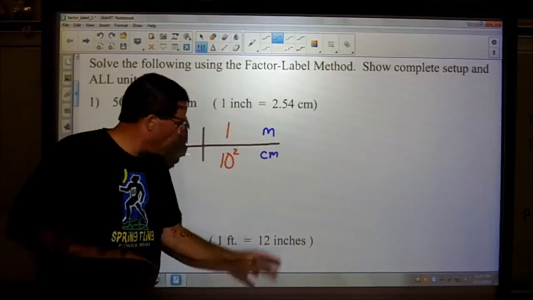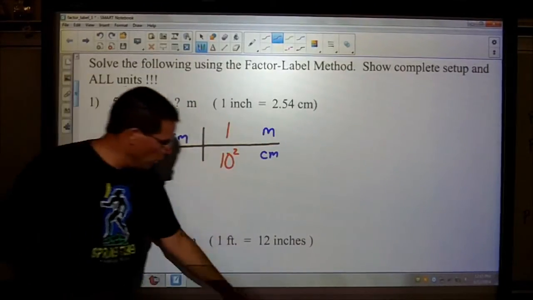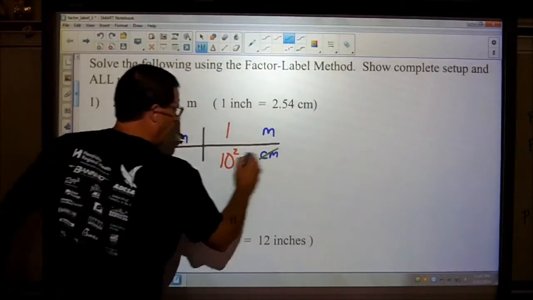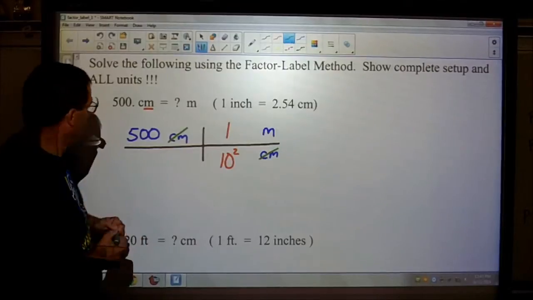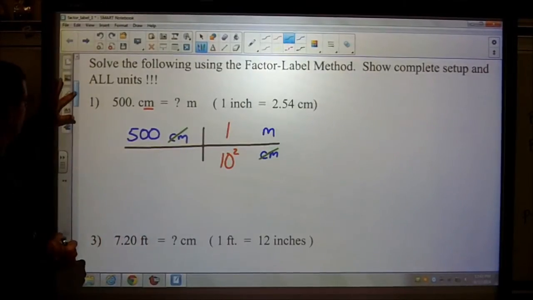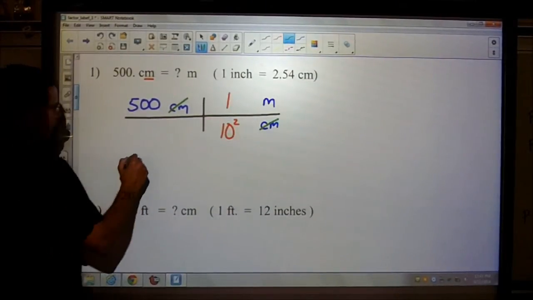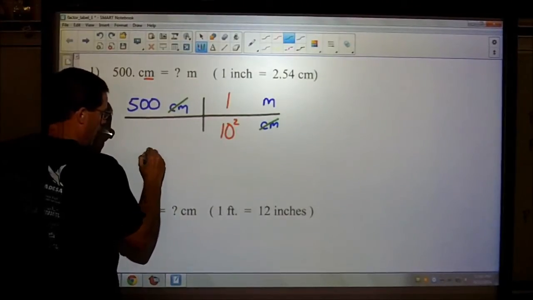So now that we have our values in place, we have our units where we want them, and we want to cancel those out, now we simply multiply this out. So the way that I would type this in on my calculator is I would say, okay, I have 500.